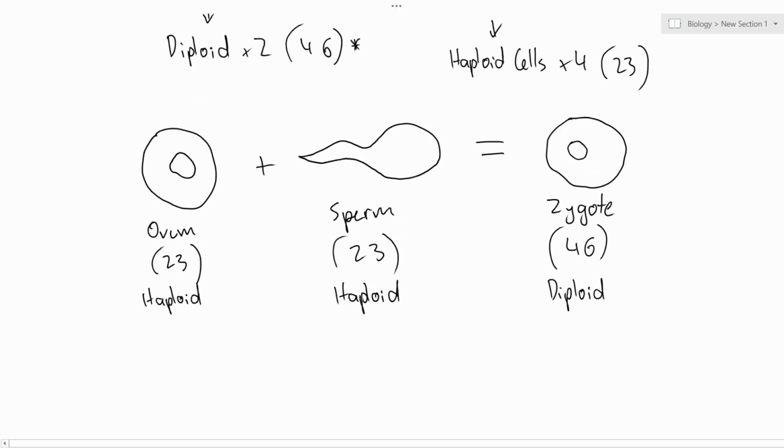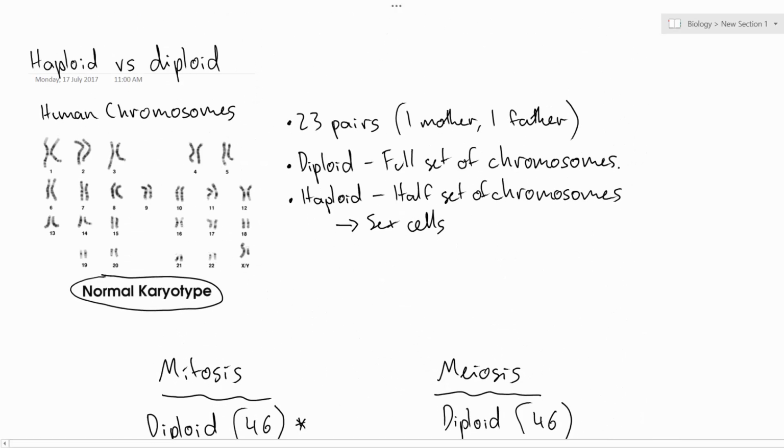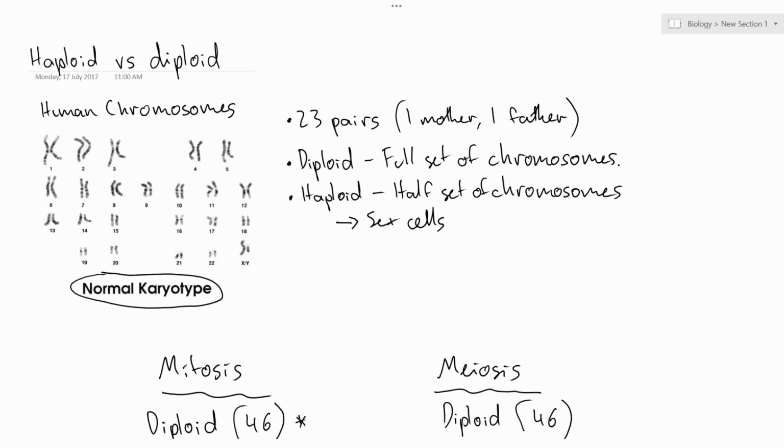So that's the difference between haploid cells and diploid cells, and why we need diploid cells to be able to divide through meiosis in order to create haploid cells, so we can get genetically varied offspring in sexual reproduction when fertilization occurs between an egg cell and a sperm cell.